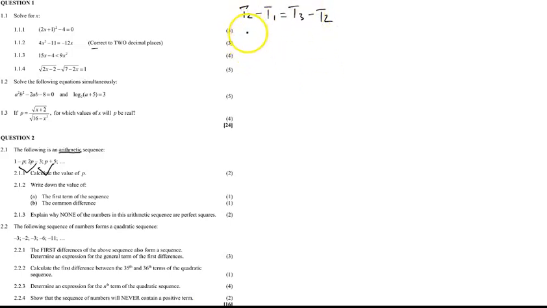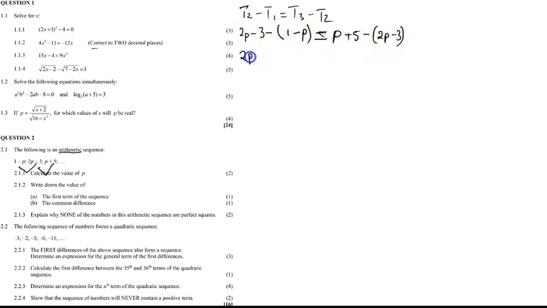So our t2 is 2p minus 3 minus, then we can put the t1 in brackets because it has two terms. Then it's 1 minus p. All this is equal to t3 minus t2, which is p plus 5, minus the t2, which is 2p minus 3. So if you do not put in these brackets, you're obviously going to get a wrong answer because this minus affects both the terms in the bracket.